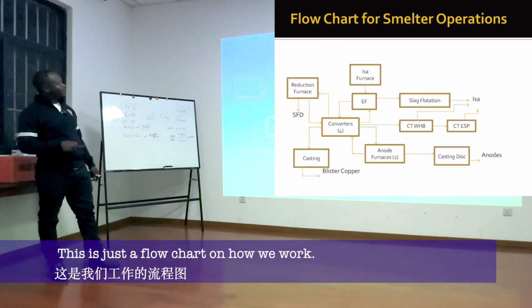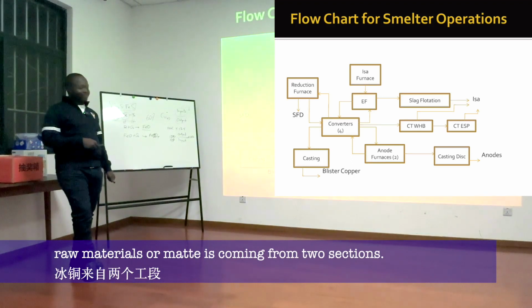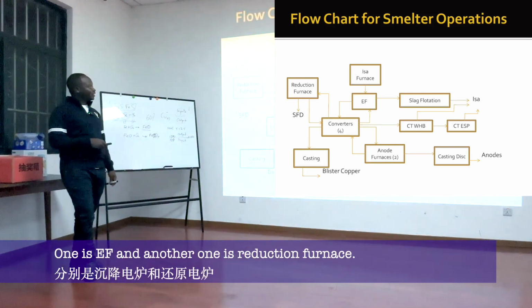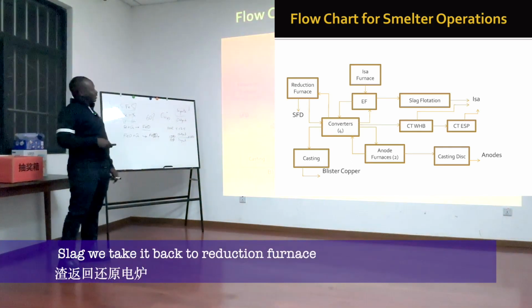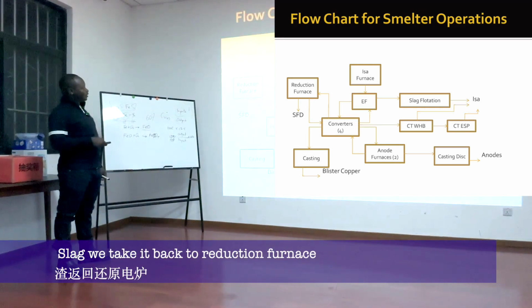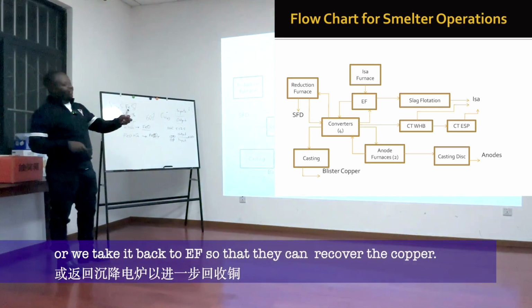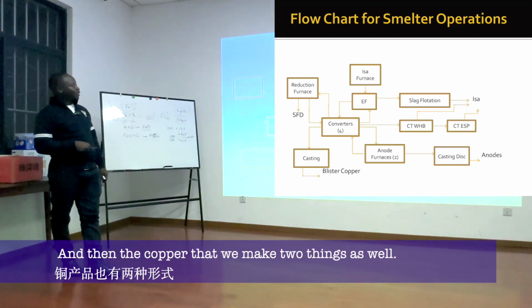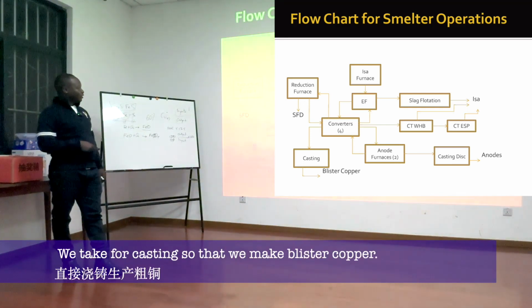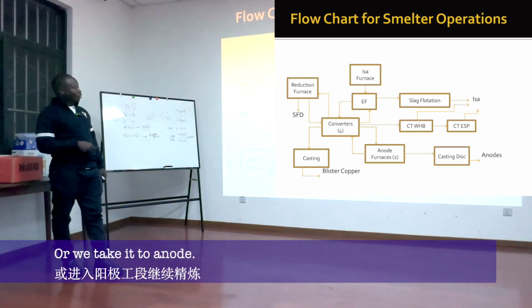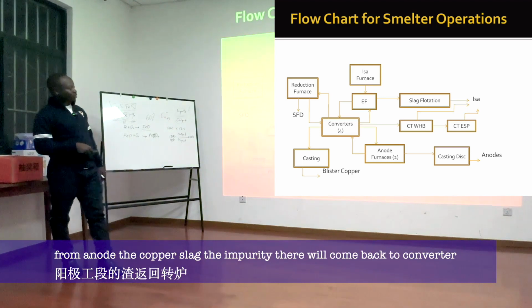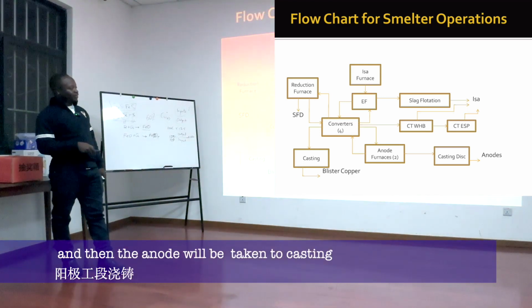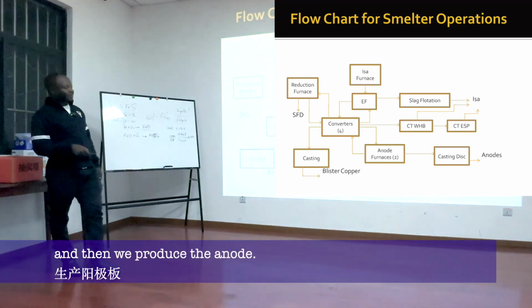This is just a flow chart on how we work. Raw materials or matte come from 2 sections. One is the old electric furnace and another one is the reduction furnace. As we blow and make slag, we take it back to the reduction furnace or to ODF so that they can recover the copper. And then the copper that we make goes 2 ways as well. We take it for casting so that we make blister copper, or we take it to anode. From anode, the copper slag, the impurity there, will come back to the converter. And then the anode will be taken to casting and then we produce the anodes.